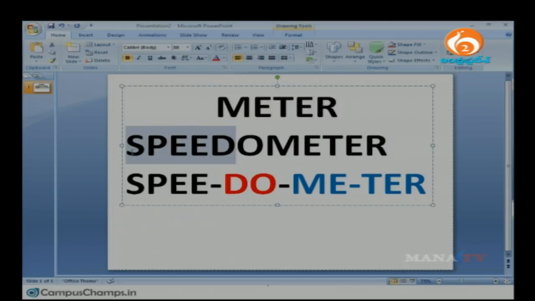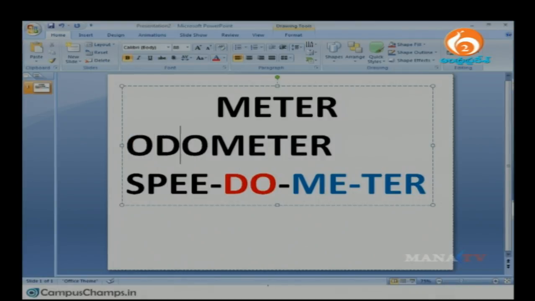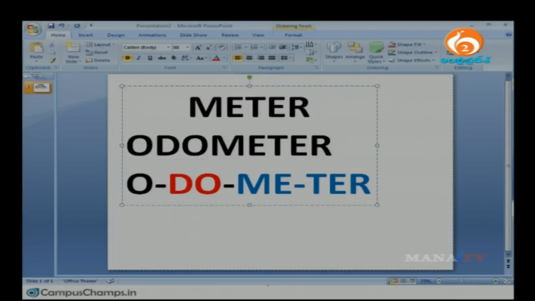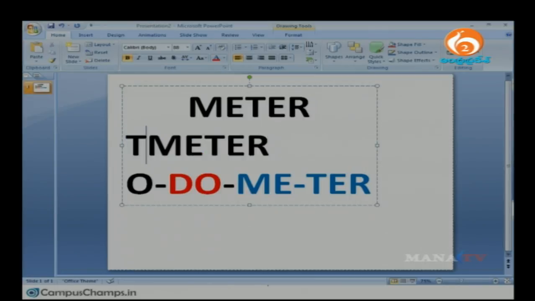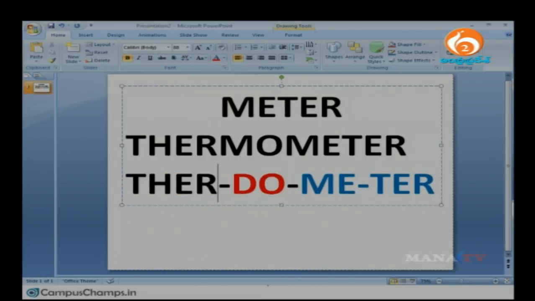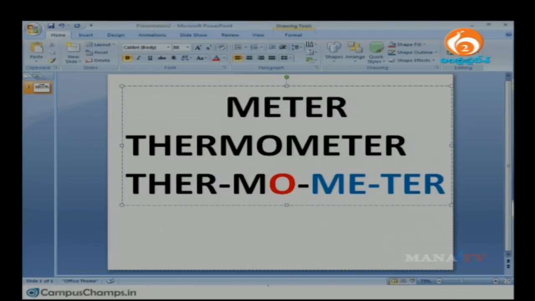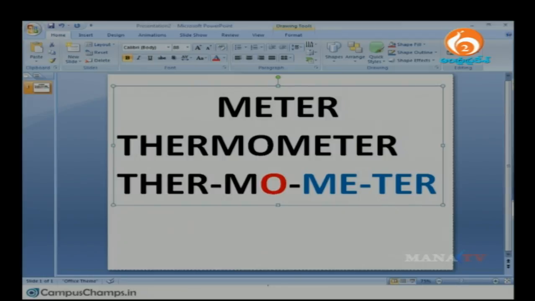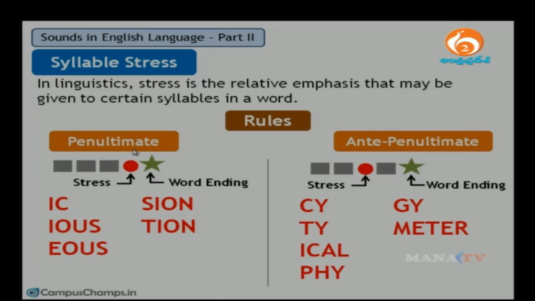There is another word which is odometer. Odometer, what does it do? It gauges the distance. In that case also, odometer will take the stress. Say for example, thermometer. So I pronounce this as thermometer. All right. So these are the word endings.